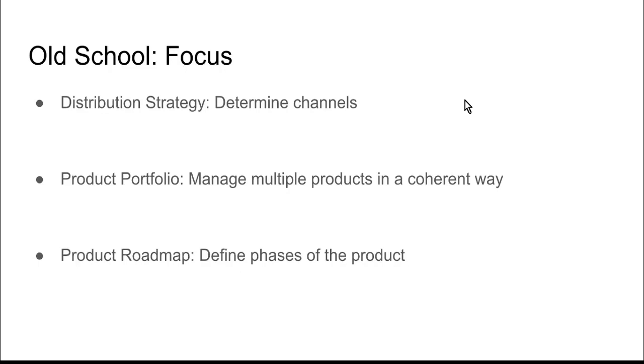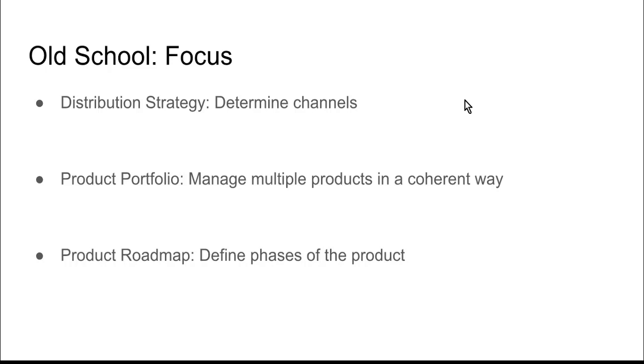How about focus? Distribution strategy. Once you have a product, how are you going to sell it? How are you going to get it to the customer? Determine the channels. The product portfolio. You might already have products in this space. How do they all work together? And how do you manage products so that they're simple and easy to understand from the customer's perspective?